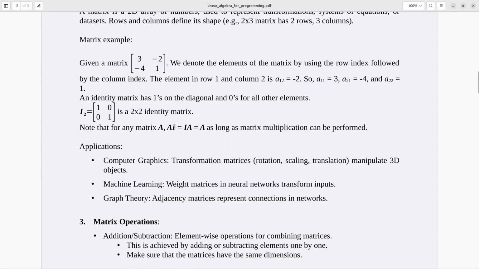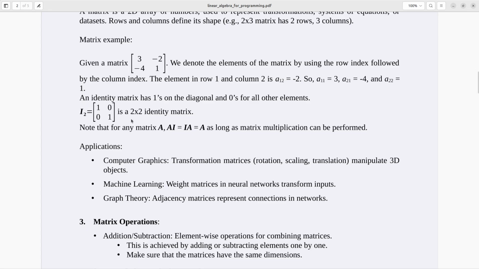So the order of A times I and I times A doesn't matter, and the product of these two things would be just equal to A. So as long as the matrix multiplication can be performed, we can say that AI equals IA equals A. Okay, that is the property of an identity matrix.